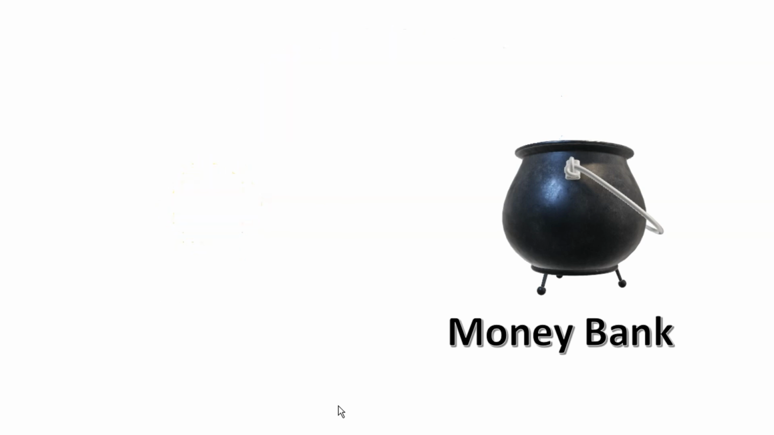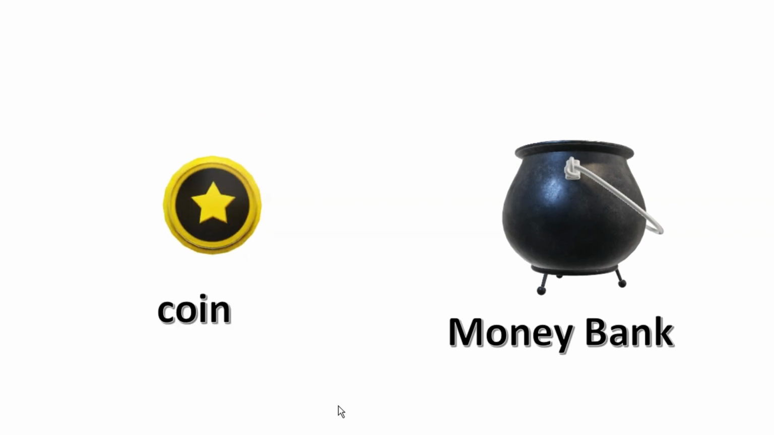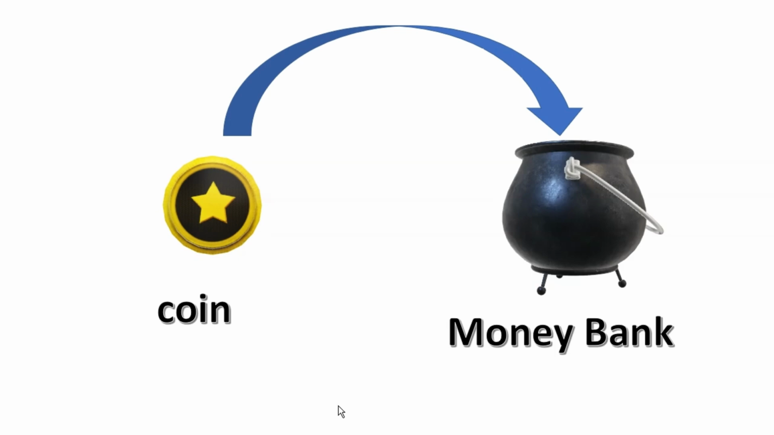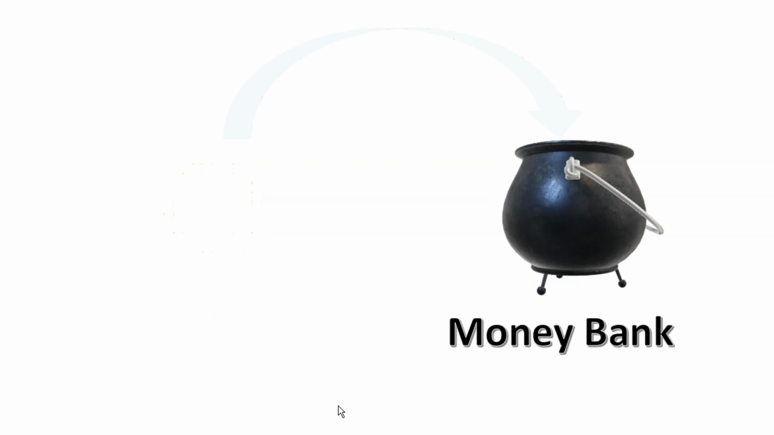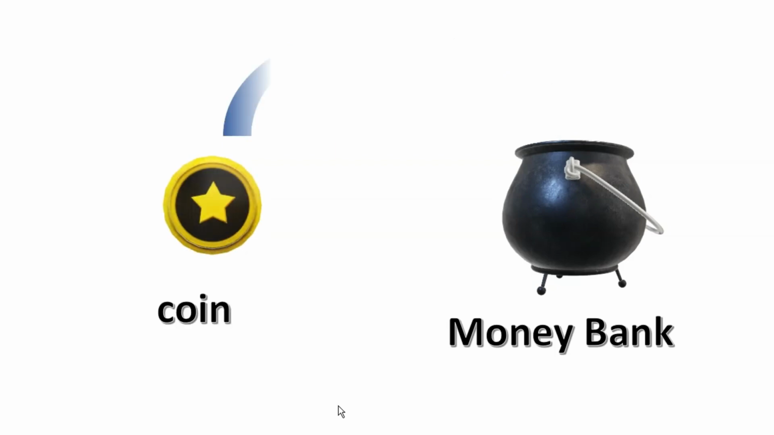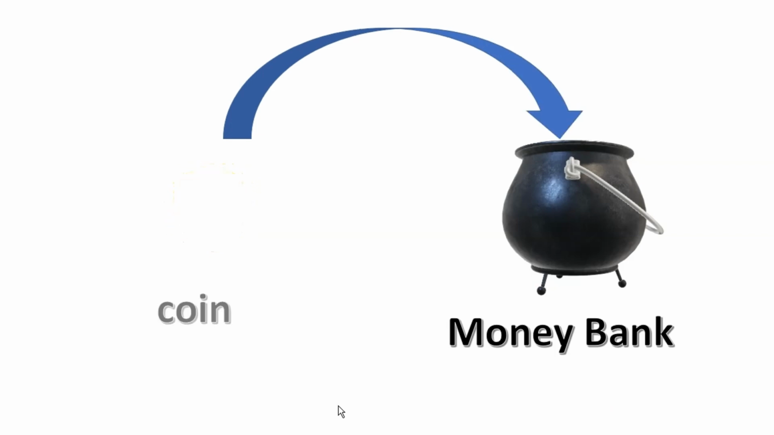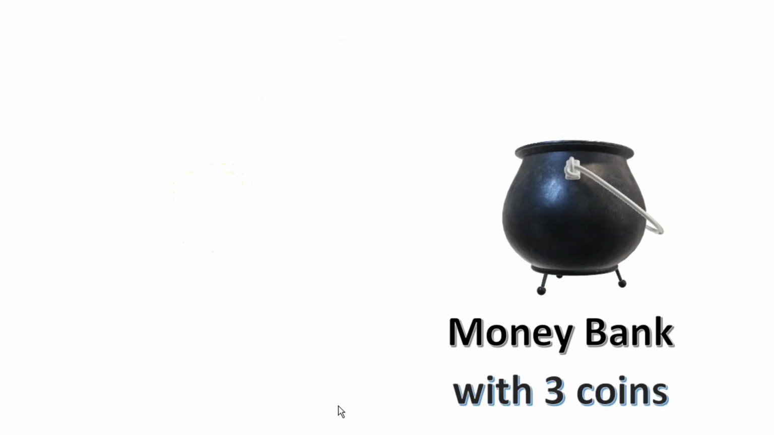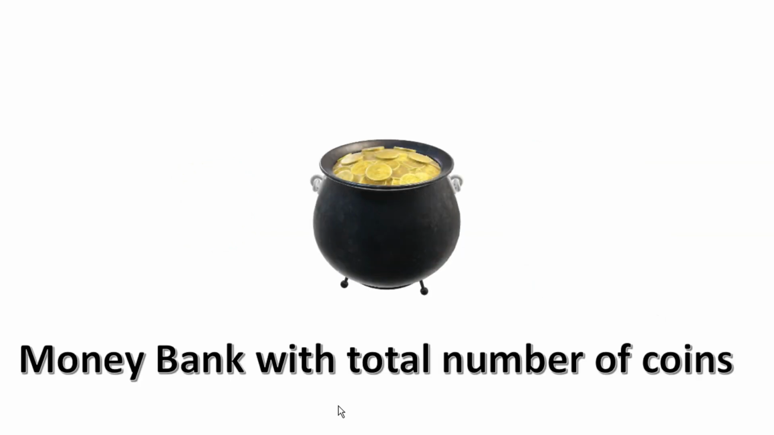So now my money bank will be having one coin. Next day, I will again add up the coin in the same money bank. So now what will be the status of my money bank? It will be having two coins. Third day, again I am adding the coin. So now the money bank is having three coins. And we will repeat the same process again and again. So at the end, we will have a money bank with the total number of coins.